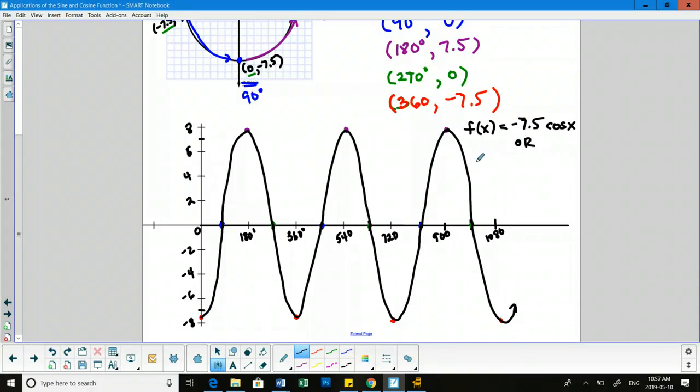Or can someone tell us another possible equation for this? What if I put my amplitude as 7.5? What would I have to do for the max? Where's the max shift? Alex? 7.5 cos x minus 180. Yeah, so if I want to express this as positive 7.5, I actually have to do a shift of 180 to the right. So it'd be x minus 180. Okay, or you can do the negative. That works too.